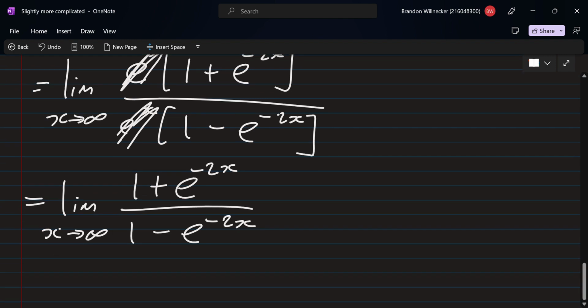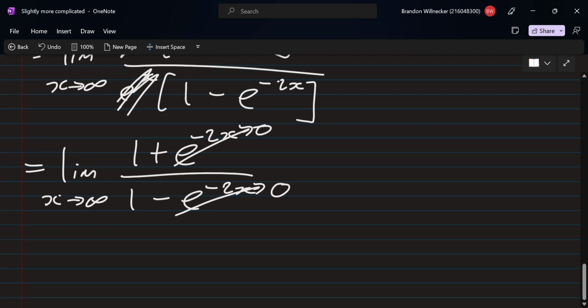Okay, now let's check if we have an indeterminate form or not. When x goes to infinity, e to the minus 2x goes to 0. So that's for the numerator. In the denominator, e to the minus 2x also goes to 0. Okay, so we're left with 1 over 1. That is not an indeterminate form, so this is just our answer. So we end up with the limit as x goes to infinity of 1 over 1. That's just 1. So here, we didn't need to do any L'Hopital's rule.